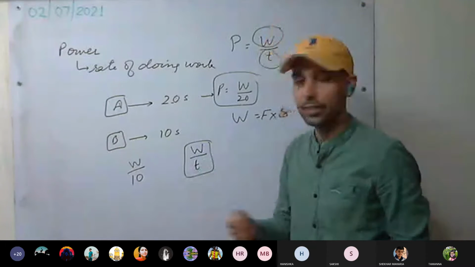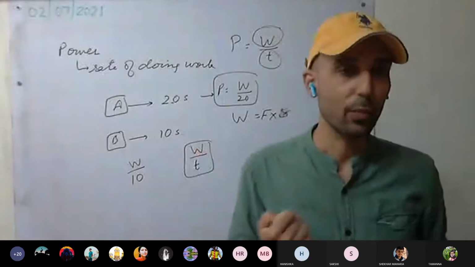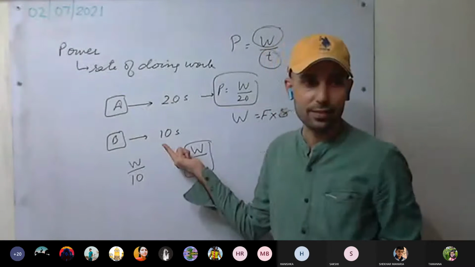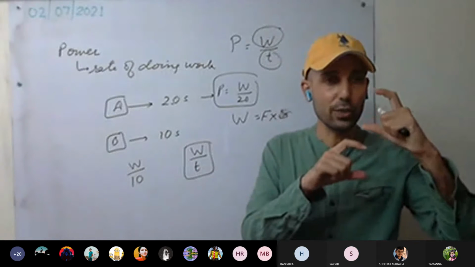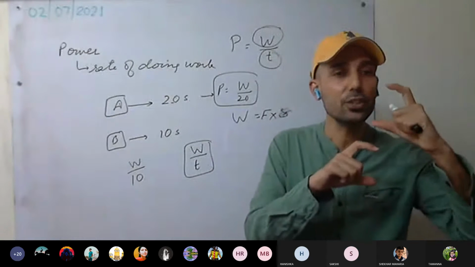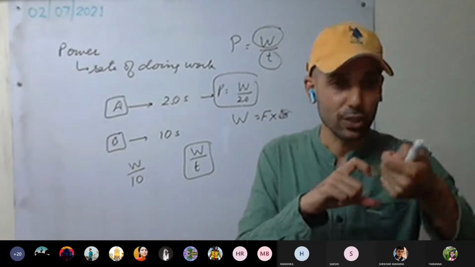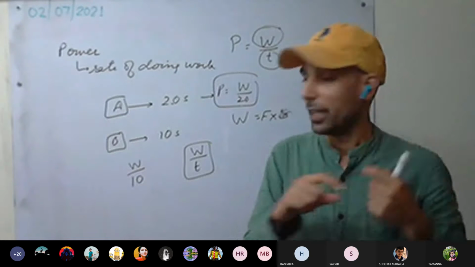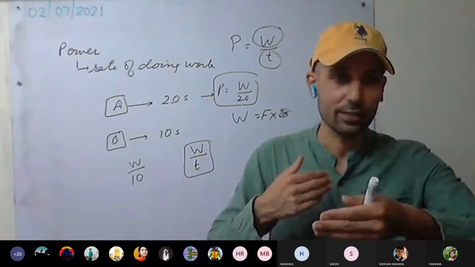Work done is the same. It means per second, who is spending more energy? More work done is by B. Power is how much work you are doing per second, or how much energy you are spending per second. It means B is spending more energy, and that's why more work is done.